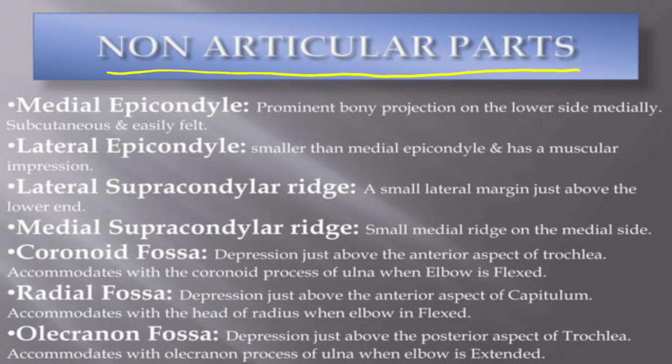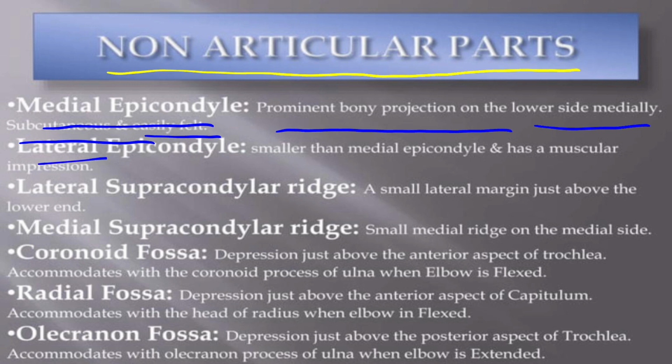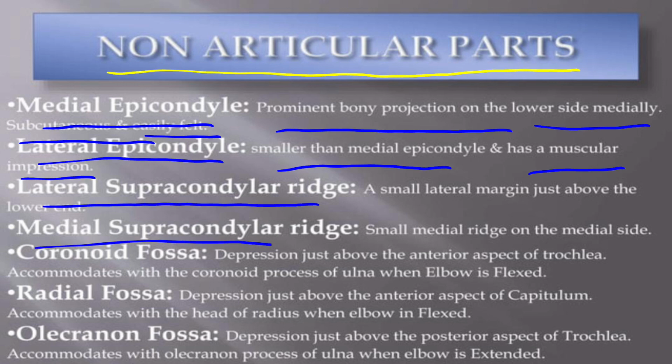Non-articular parts. Medial epicondyle, a prominent bony projection on the lower end's medial side, subcutaneous and easily felt by palpation. Lateral epicondyle, smaller than the medial epicondyle and has a muscular impression. Lateral supracondylar ridge and medial supracondylar ridge, which are seen on the lateral side and medial side respectively.